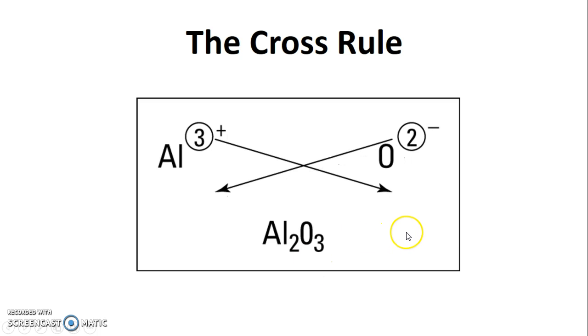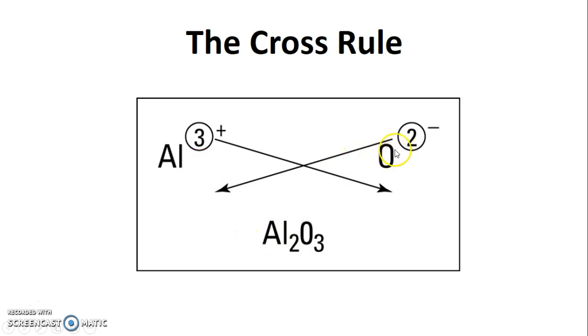Right, let's have a look at this again. Aluminium we know is in group 13, so it's a 3. Oxygen we know is a -2, so that 2 goes here. Now we have Al2, and the 3 comes down here, so we have O3. Al2O3.